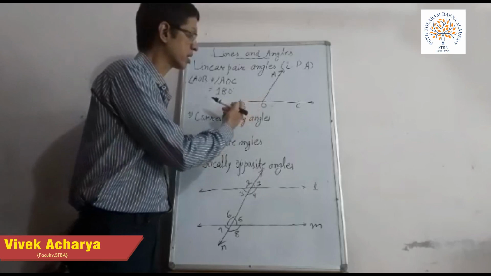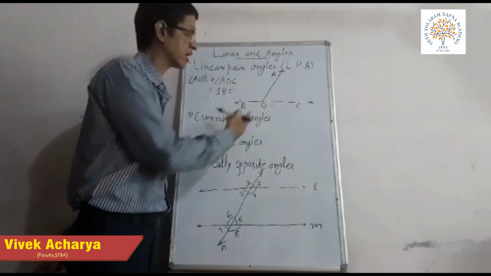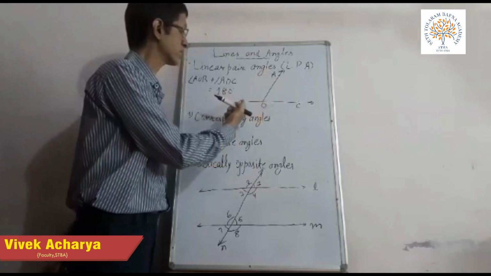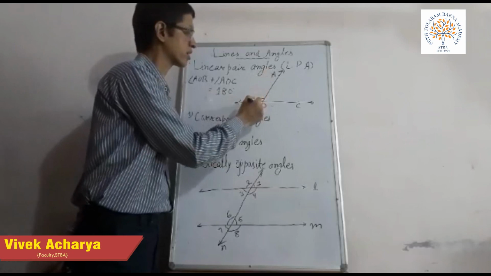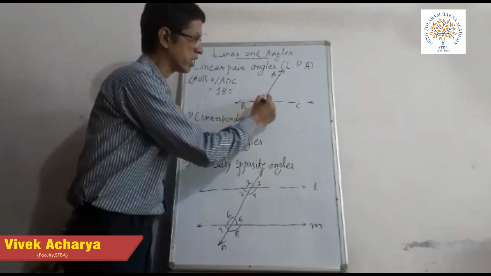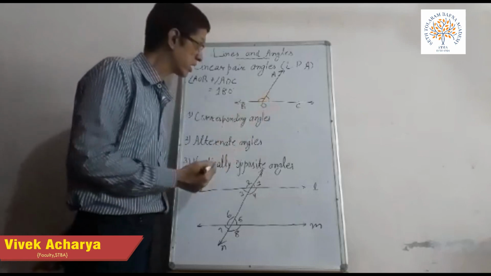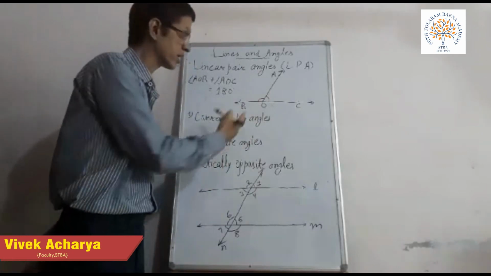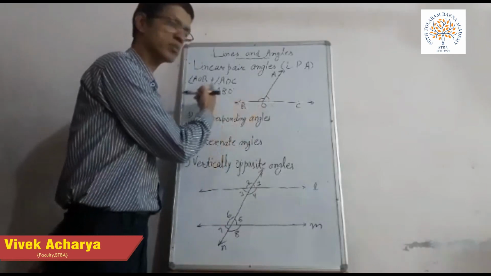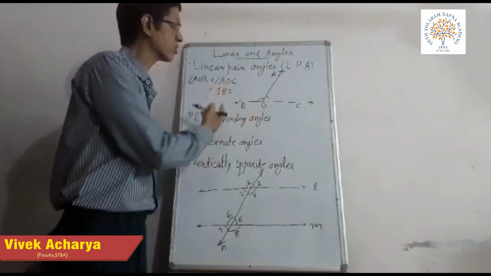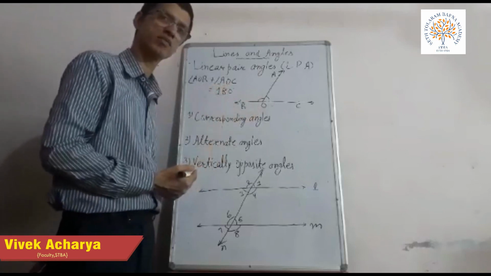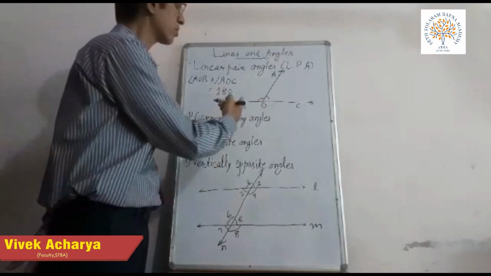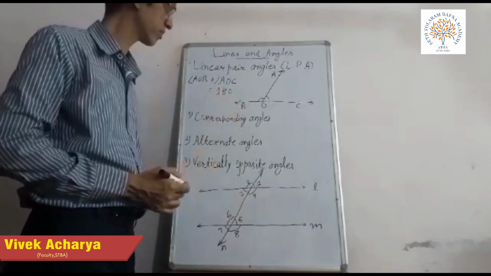For example, if there is a line BC, and a ray OA makes two angles on line BC, that is AOB, you can see here, and the second angle is AOC. Now as it is a straight line and these are adjacent angles, the sum of these two angles is 180 degrees, so we will say these are linear pair angles. So linear pair angles are those two adjacent angles whose sum is 180 degrees.